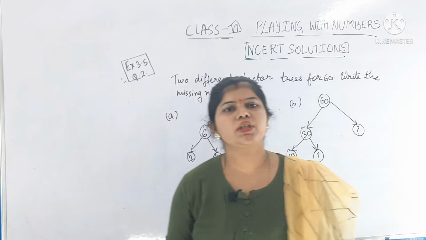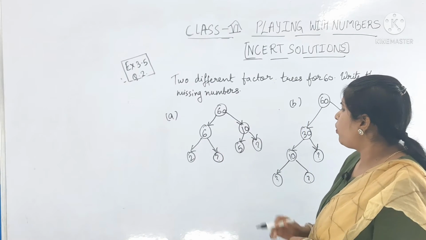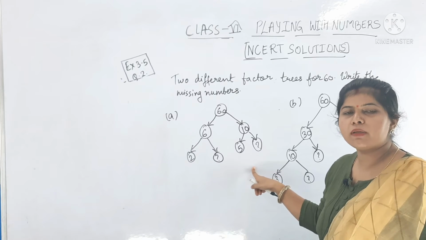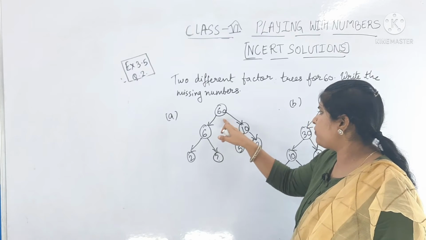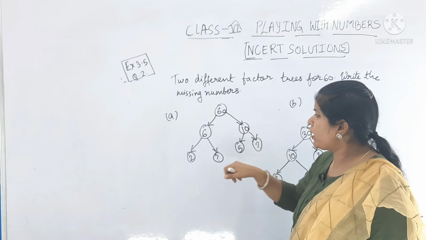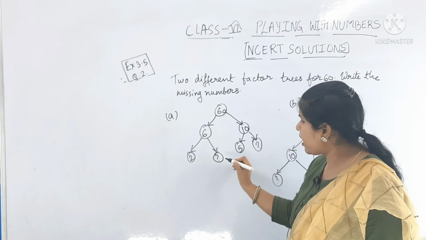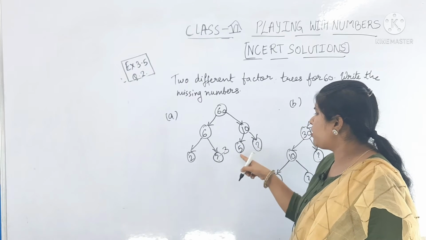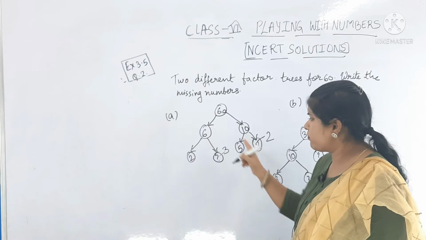Okay students, let's see question number 2. Here a factor tree is given for 60. What we have to do is fill the question marks with prime numbers. How do you draw this factor tree? 60, we know that 6 into 10 is 60. So this is 6 and this is 10. 6 is 2 3s are 6, so the question mark is replaced by 3 here. And 10 is 5 2s are 10, so this question mark is replaced by 2. So that is the answer for this.